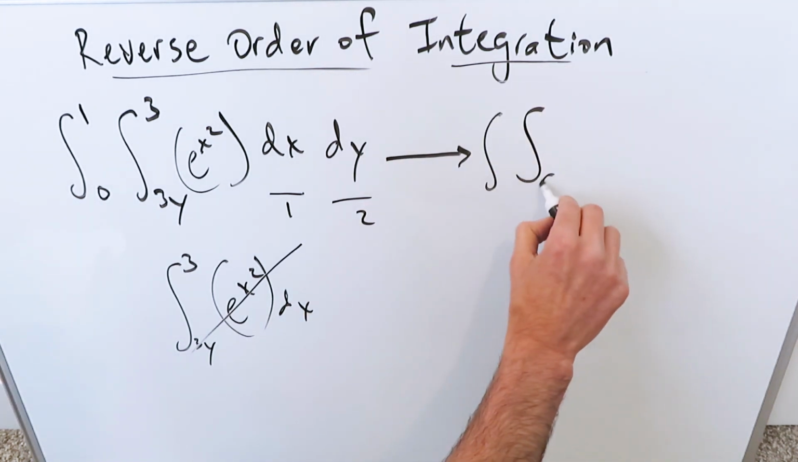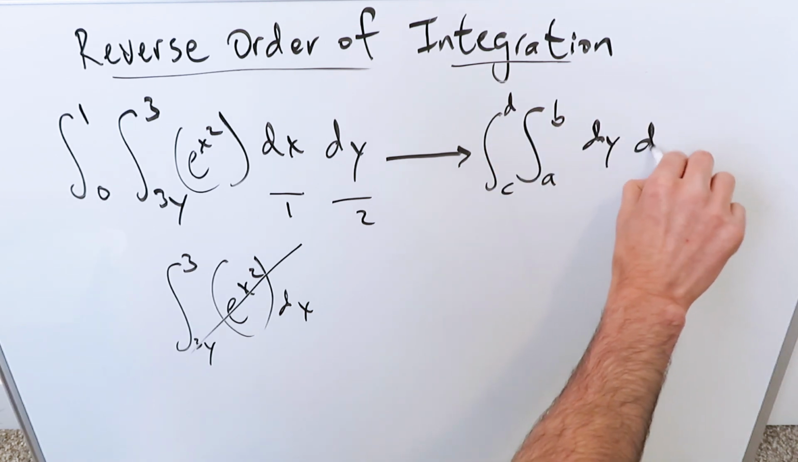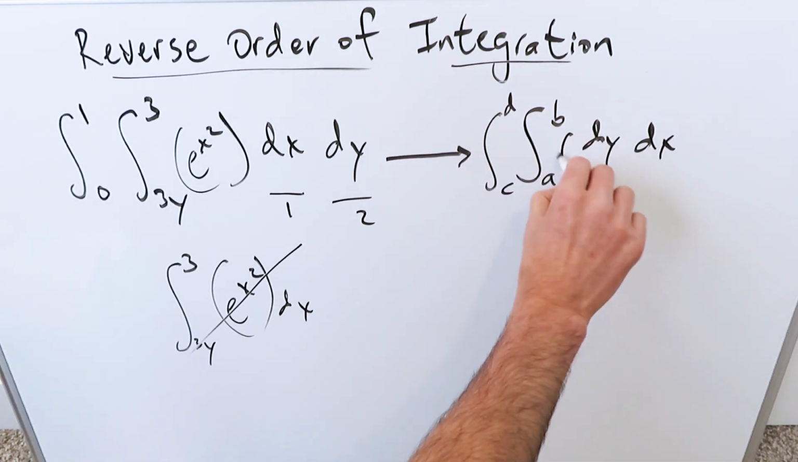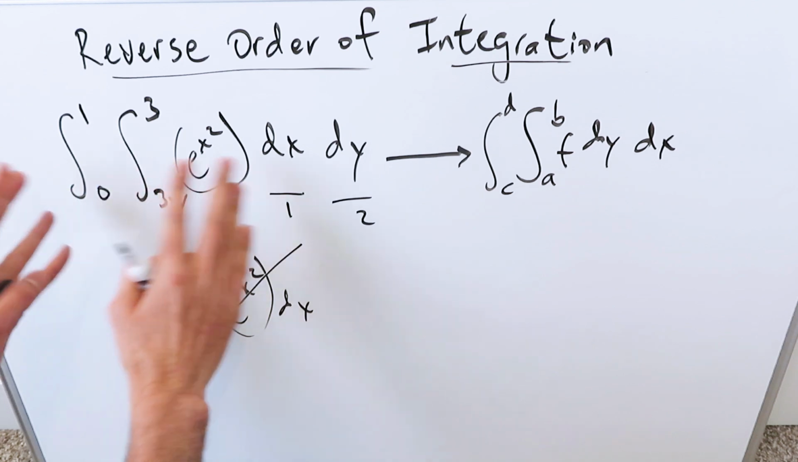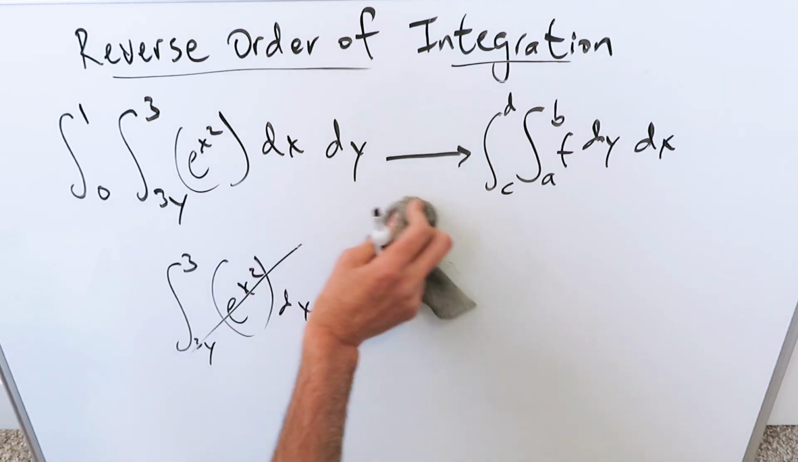What I want to do is reverse the order of integration so that I convert this into something with new limits a, b, but I will do a dy first followed by dx. The function will still be the same. We're still looking at the same region of space, but we're going to reverse the order of integration so we can actually handle this, and I'll show you and we will do it.